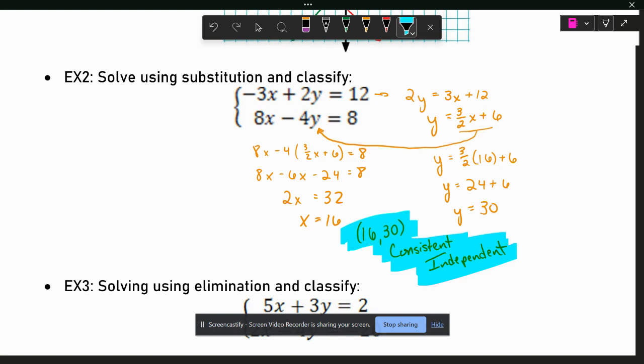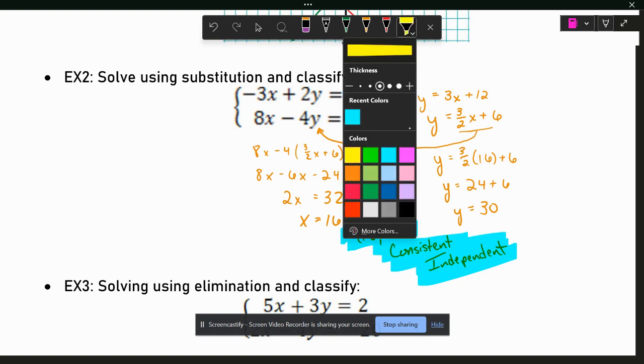Questions at all about substitution? Again, we're trying to substitute in so we can eliminate a variable. Then we solve. And then once we get that solution, like we did here, x is equal to 16, we plug it back into one of the two equations, or three equations, I guess, whatever form, and then solve for our next variable. You do not always have to start with solving for a y, like I did at the very beginning here. Okay. I'll kind of highlight that here.